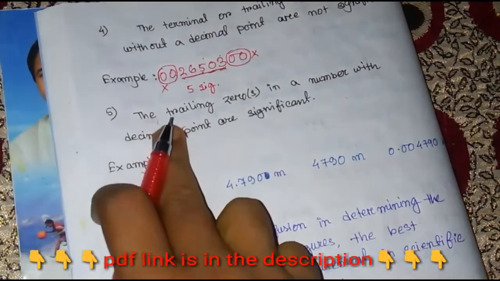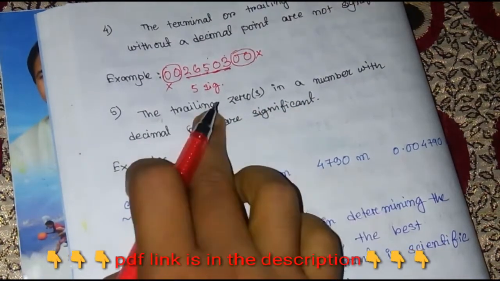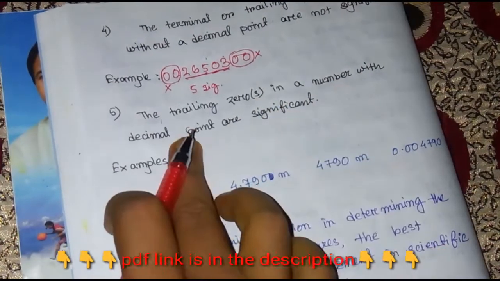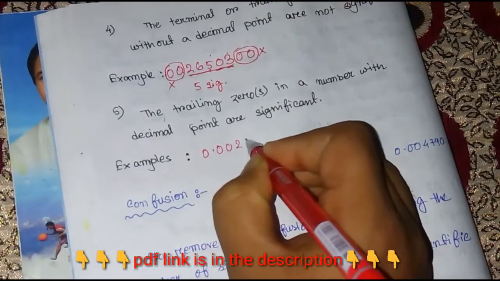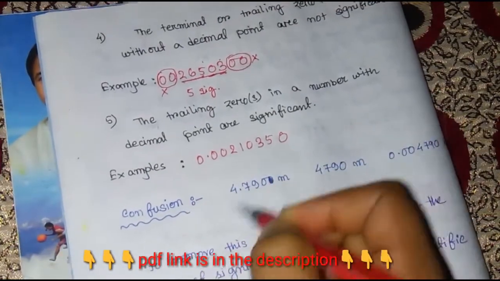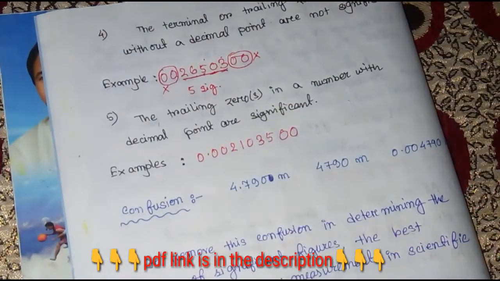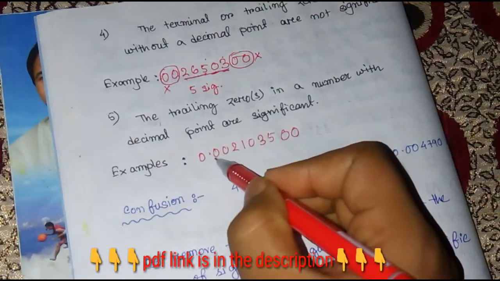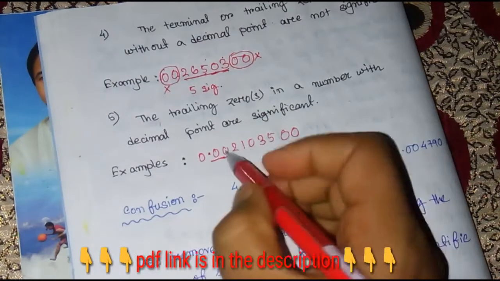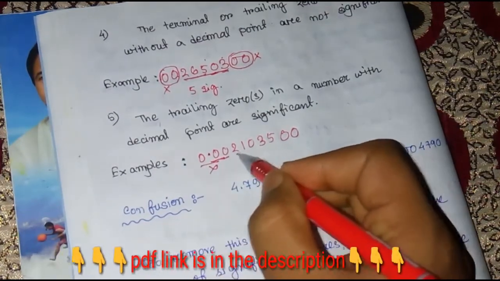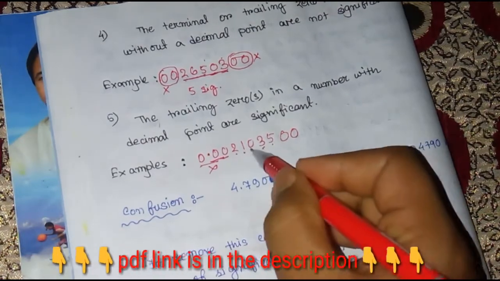Let's see the fifth. The trailing zeros in a number with a decimal point are significant. That means if it is written that 0.00210350, from the third rule we have seen that the initial zeros after a decimal point are not significant, so these are not significant. These terms are non-zero, so they are significant, and this zero is in between two non-zero terms, so it is also significant.